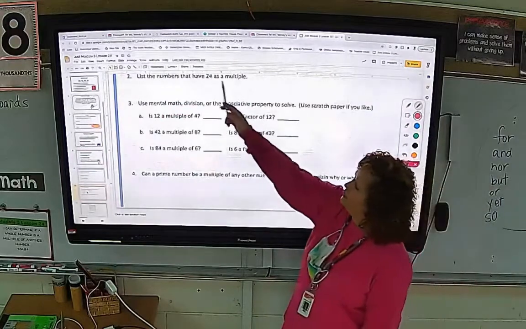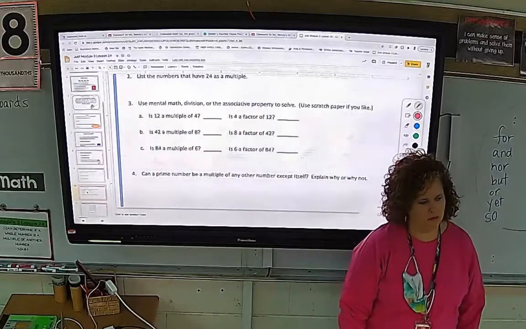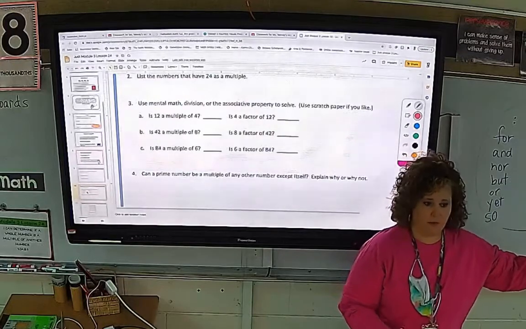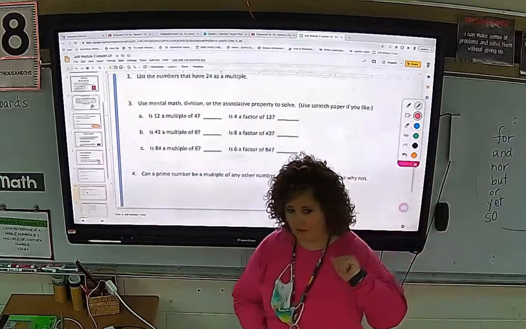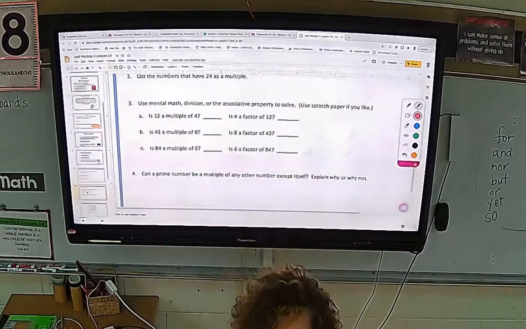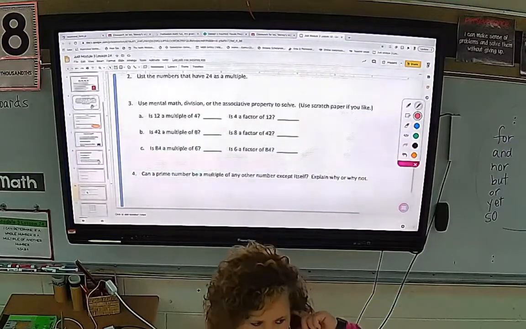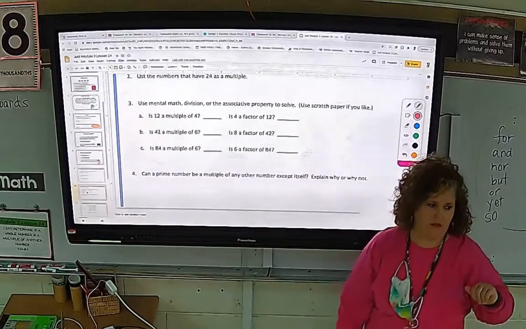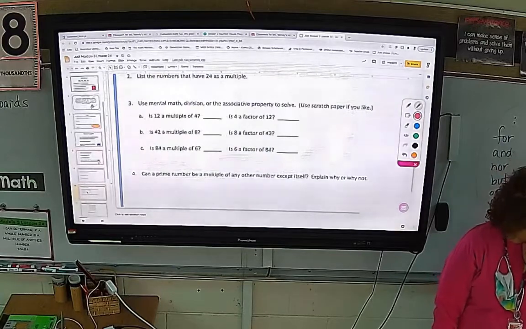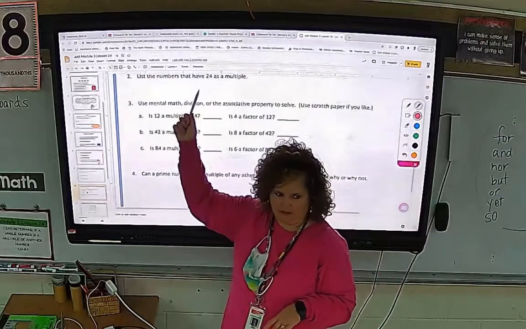List the numbers that have 24 as a multiple. What numbers, when I skip count, am I going to land on 24? That's what they mean. These are numbers that when you multiply them equal 24. So your factors are going to help you with this.